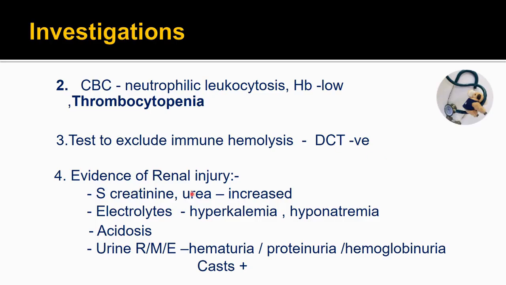Then evidence of renal injury or AKI will be shown by the serum creatinine which is raised, urea is also raised, electrolytes, there might be hyperkalemia and hyponatremia, there can be metabolic acidosis, and then routine microscopic urine will show you hematuria, as there is a glomerular injury in AKI, with proteinuria, and with the intravascular hemolysis you might even get hemoglobinuria, which is less than microscopic hematuria, and there might be casts also.